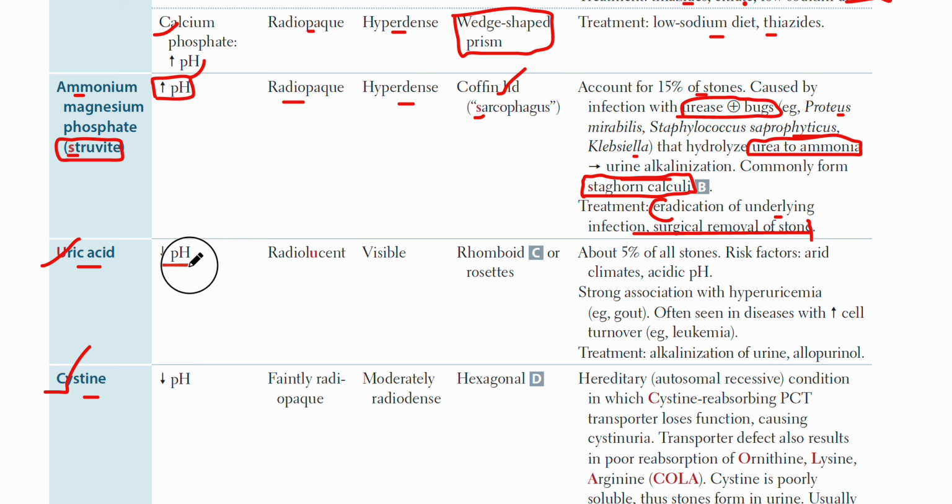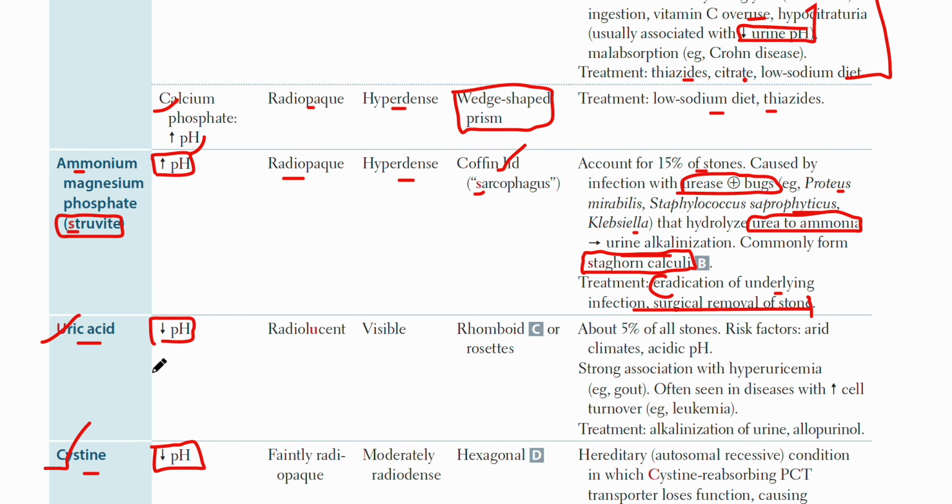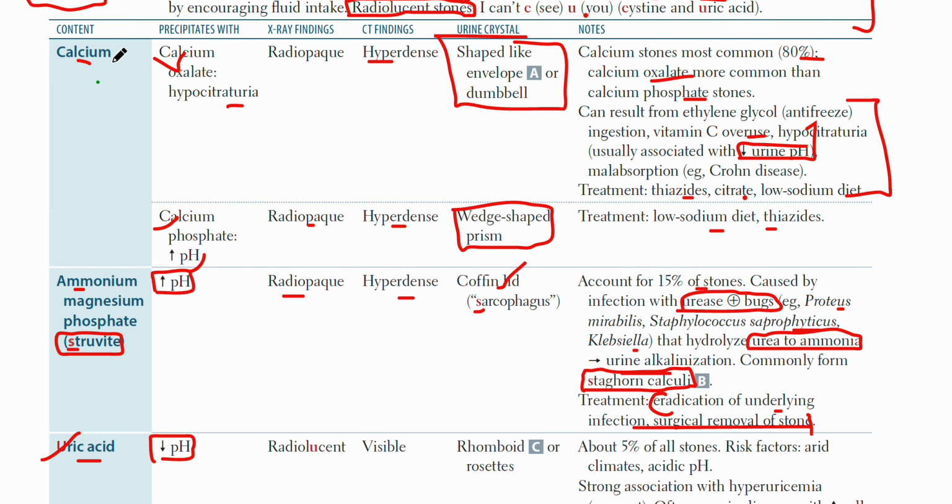Also, uric acid stones precipitate in decreased pH. Cysteine stones are also precipitated in decreased pH. So what is common here? Calcium oxalate in decreased pH, but calcium phosphate in increased pH. So phosphate and ammonium magnesium phosphate.